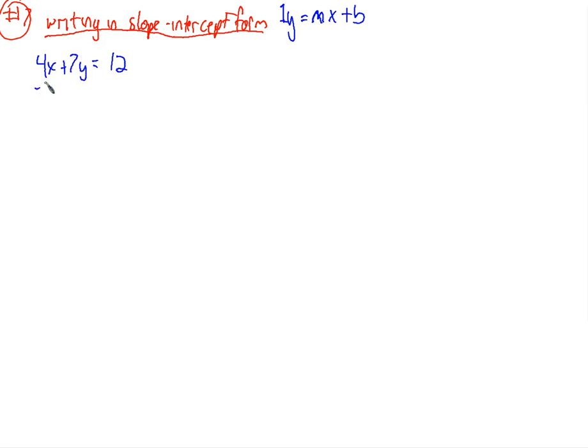What would we do? We subtract 4x on both sides. 7y equals negative 4x plus 12. Just like if you were trying to solve for y and this were some number, if this was 35 plus 7y, you would subtract 35 on both sides. So why wouldn't you subtract 4x on both sides? We're trying to cancel this out and get rid of it, and then do the same thing to the other side. Do the same thing to both sides. Most of you are doing just fine at that.